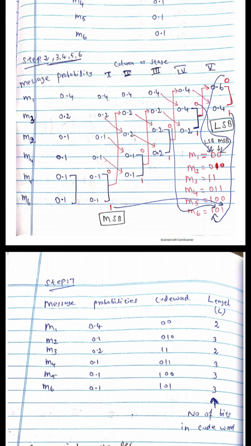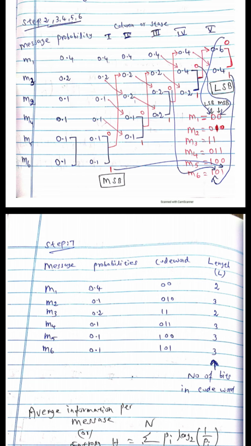Write down the first column message, second column probabilities, third column code word, and the last one the length, capital L. So M1, M2, M3, M4, M5, M6. The corresponding probabilities are 0.4, 0.1, 0.2, 0.1, 0.1, 0.1. The code words: M1 is 00, M2 is 010, M3 is 11, M4 is 011, M5 is 100, M6 is 101.